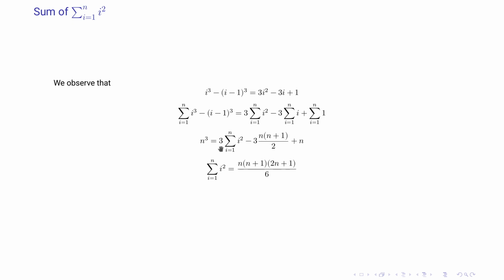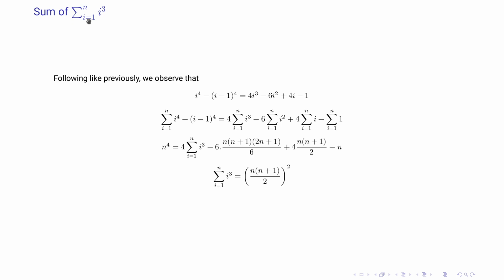So the left hand side is n cube is equal to 3 sigma i square minus, now we have to look at this sigma of i over here. This is equivalent to 1 plus 2 plus 3 plus up to n, and we know that the sum of such a series is n into n plus 1 by 2. Now sigma of 1 would be 1 plus 1 up to n times, so this will be n. Now we take the minus 3 into n plus 1 by 2 to the left hand side, and n also to the left hand side, which gives us the desired result as n into n plus 1 into 2n plus 1 by 6. That is sigma i square, where i varies from 1 to n.